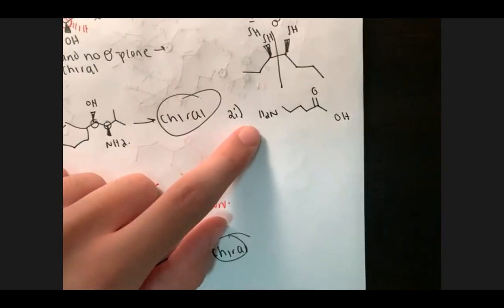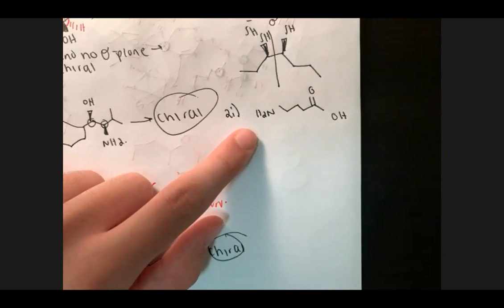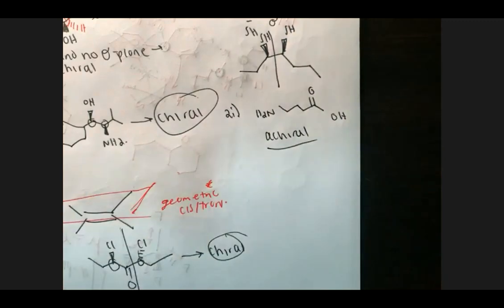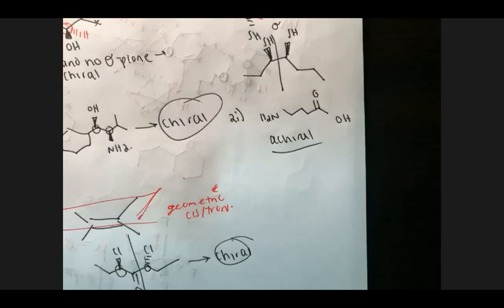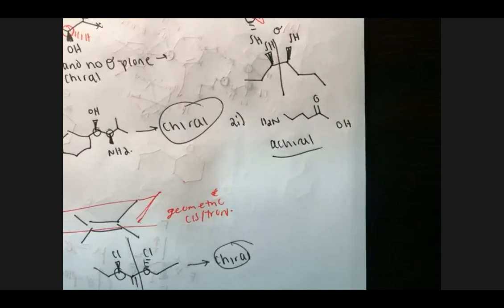Okay. So 2I. I see right here that I don't really have any chiral centers. Do you guys see chiral centers? Nope, achiral. All right, I think we did enough of that. So pretty much you know how to identify chiral centers. You know how to classify a molecule as chiral, achiral, or meso. And then the next thing we need to do is absolute configuration, all right? So we're going to go to absolute configuration.